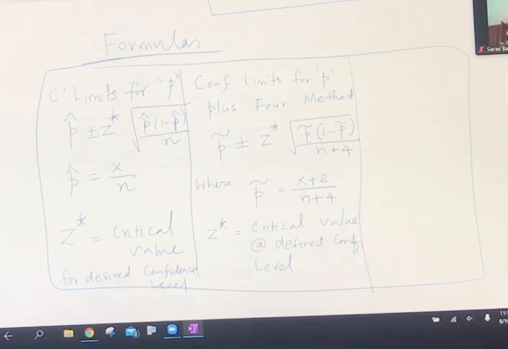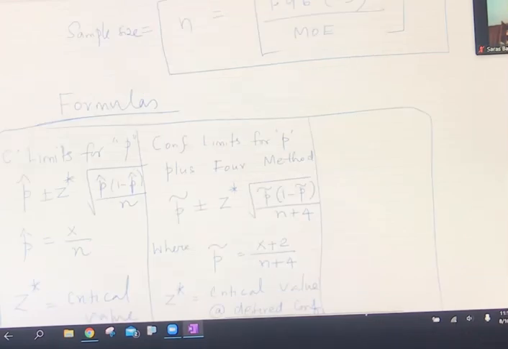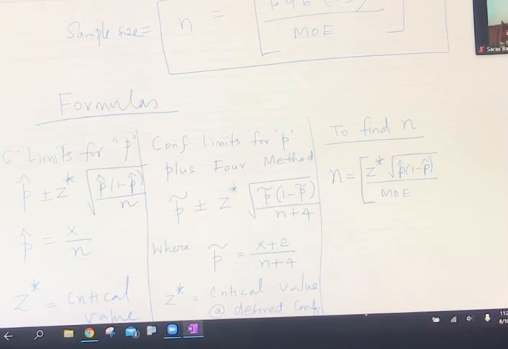And the third formula that we have seen is to find n. N is the sample size, so n is given by Z star times square root of p hat times 1 minus p hat, over the margin of error, which is going to have the plus or minus sign. This is the formula that's going to be used to find n, the sample size.